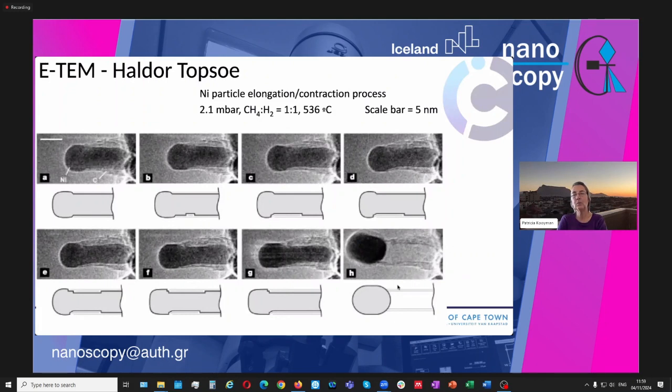from the support material. And again, it forms an almost spherical particle, which of course is much more favorable in terms of surface tension. And then the fiber keeps growing, and the nickel particle is pushed away from the surface.